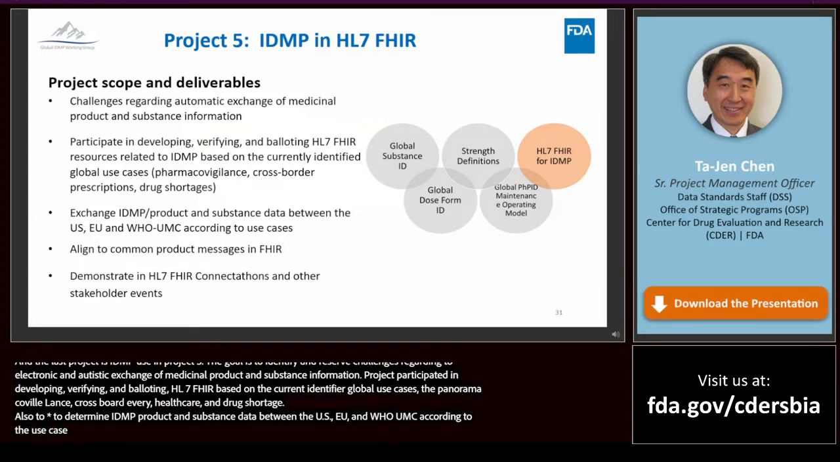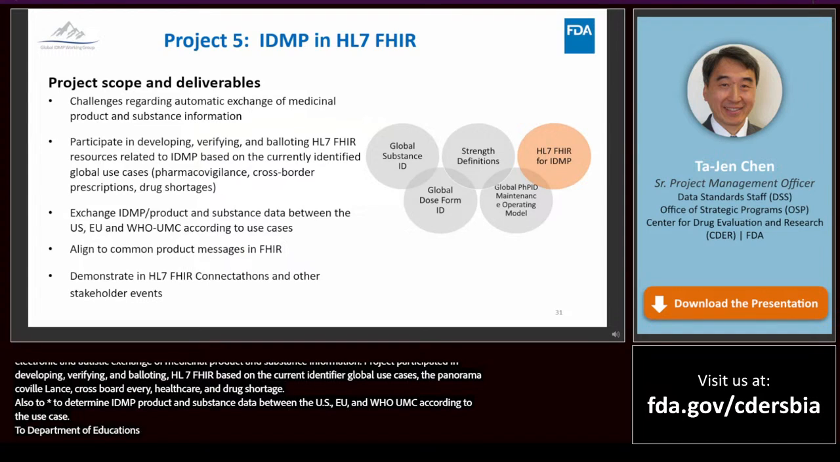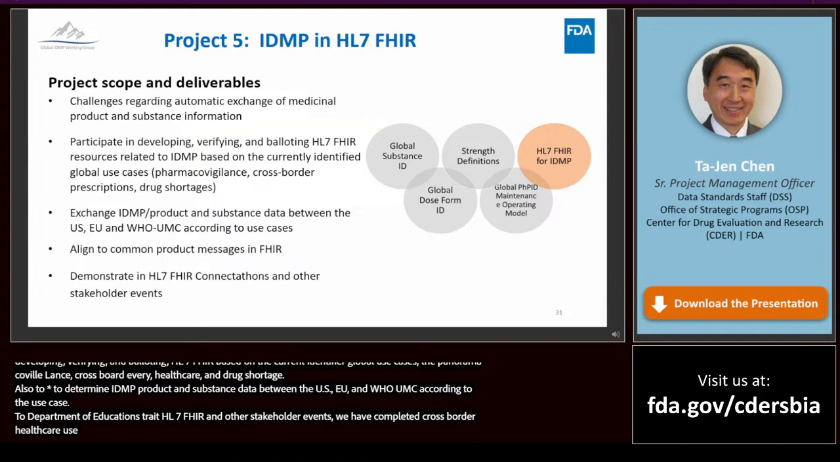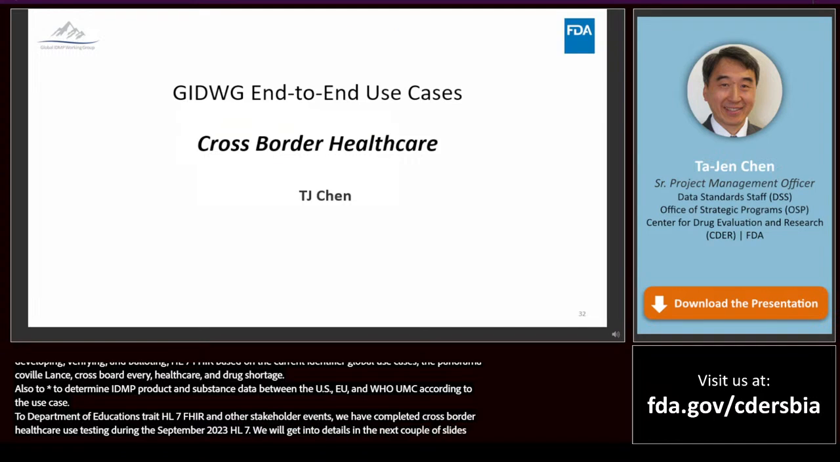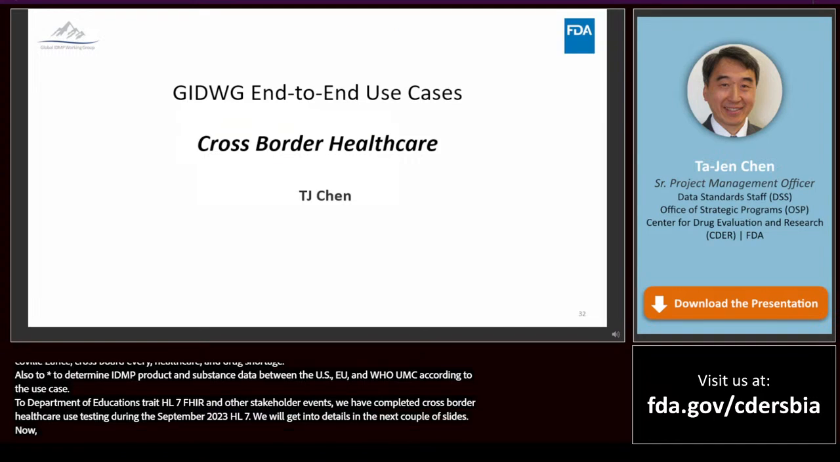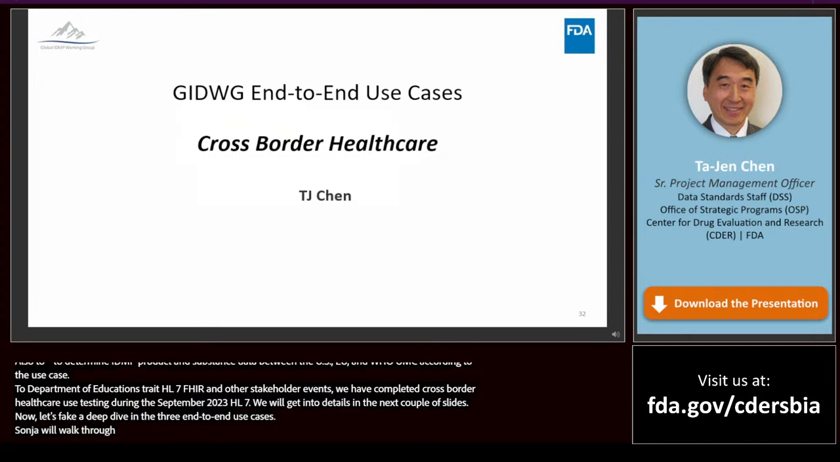To demonstrate in HL7 FHIR connectathon and other stakeholder events, and we have just completed a successful cross-border healthcare use case testing during the September 2023 HL7 connectathon, which I will get into the detail in the next couple slides. Now let's take a deep dive into the 3 end-to-end use cases. I will go through the cross-border healthcare use case, and Sonia will walk through the pharmacovigilance use cases, and Ron will present the drug shortage use case.